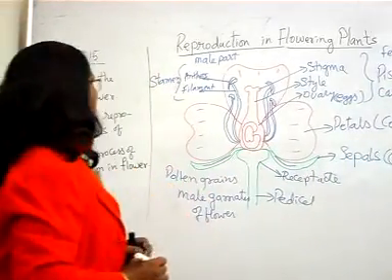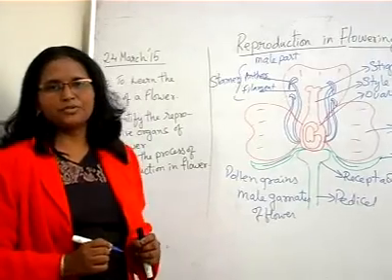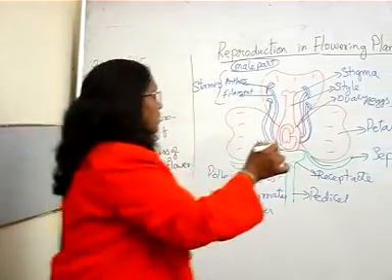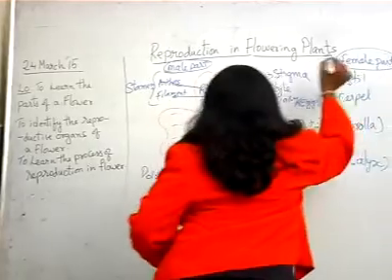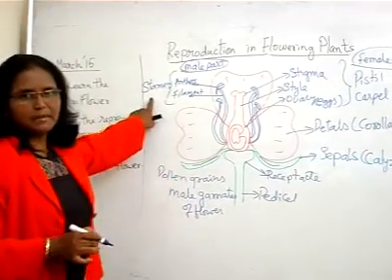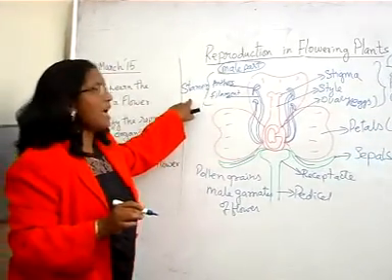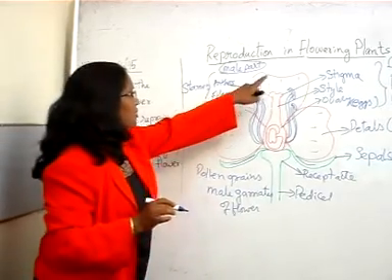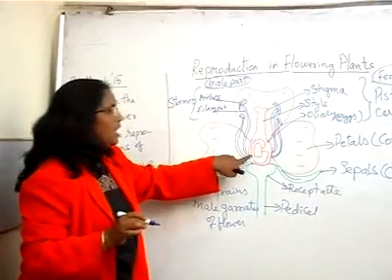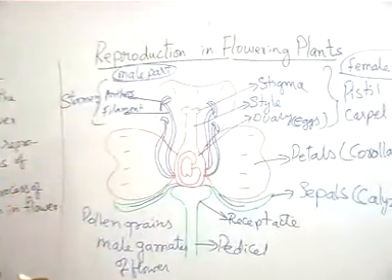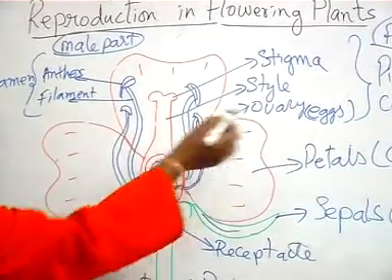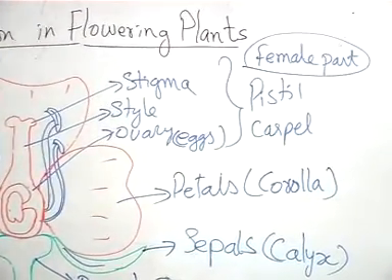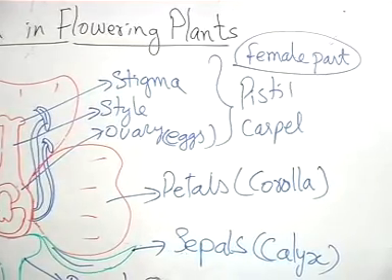Now we have learnt about the two reproductive organs of the flower. The male part, then the female part. The male part is the stamen, and the female is the pistil, which consists of stigma, style, ovary. Now, the ovary contains the eggs or the egg. Now, let us see what happens in pollination.